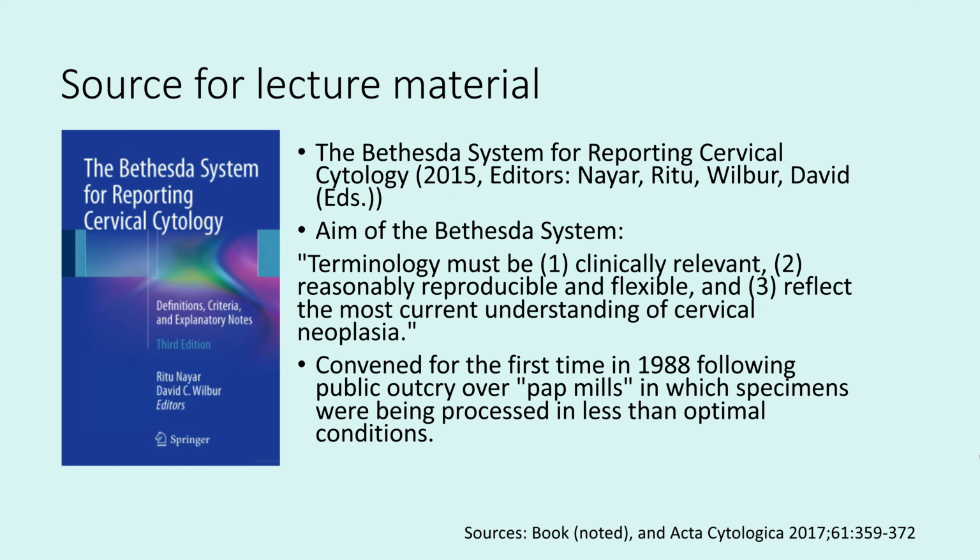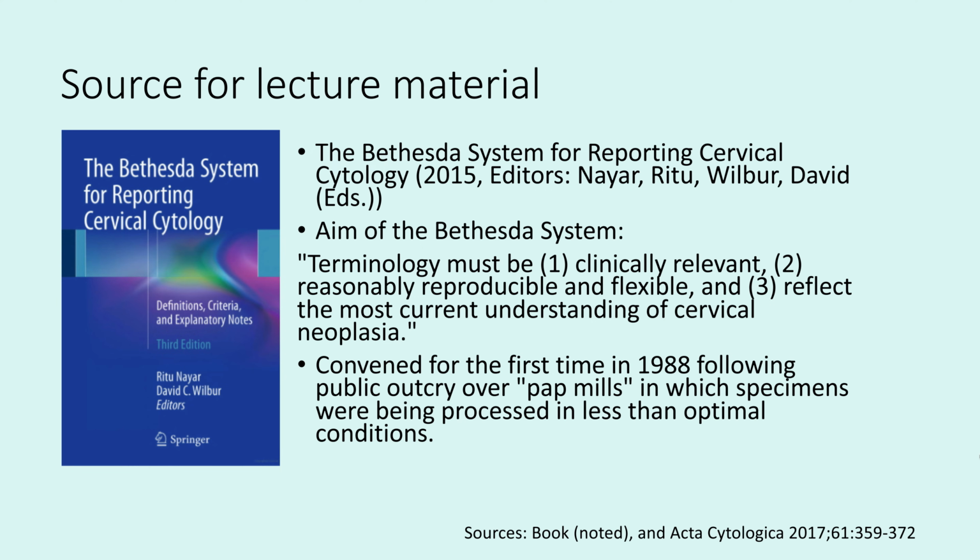So just to start off, the source for this lecture material was mostly the Bethesda system for reporting cervical cytology. It's a book that came out in 2015. The aim of this system is that the terminology must be, number one, clinically relevant, number two, reasonably reproducible and flexible, and number three, reflect the most current understanding of cervical neoplasia.